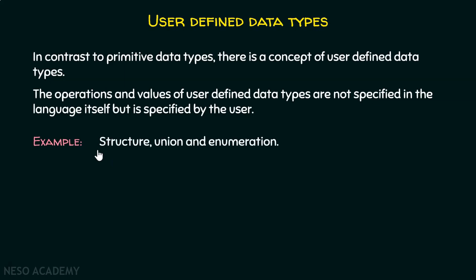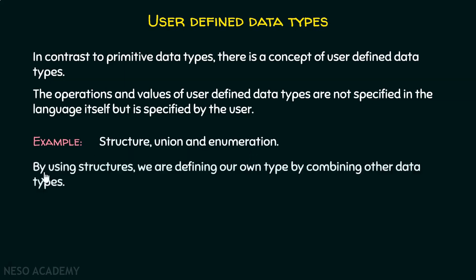Okay, now here are the examples: structure, union and enumeration, which we have already discussed. By using structures, we are defining our own type by combining other primitive types. For example, here in this case, we have combined these two integers to form a new type, that is point. So it's a user-defined data type. This is our understanding about user-defined data types.